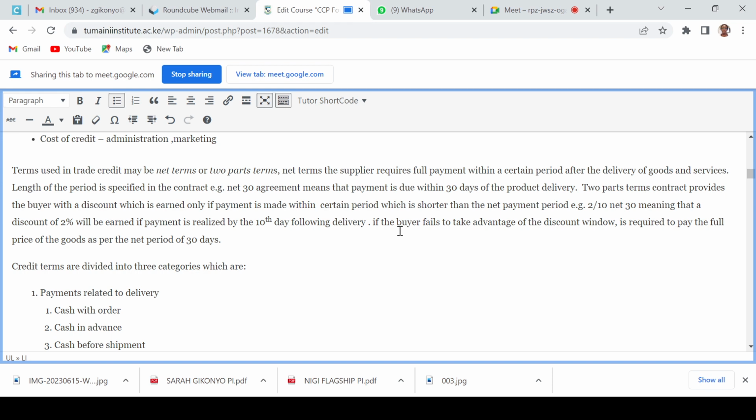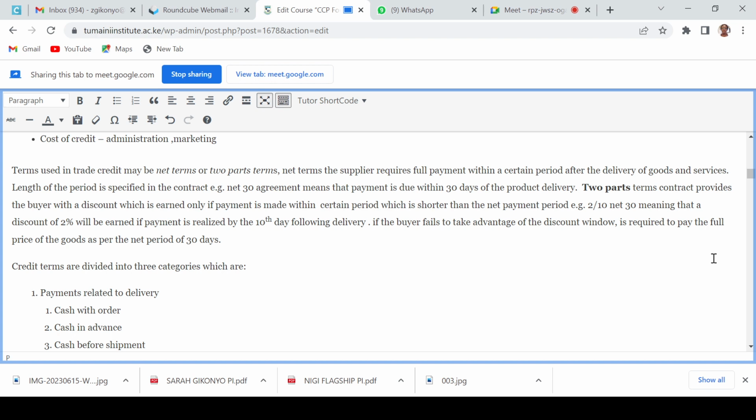Then we normally have 2-part terms. What are 2-part terms? I think you can see where I am. A 2-part terms contract provides the buyer with a discount which is earned only if payment is made within a certain period which is shorter than the net payment period.